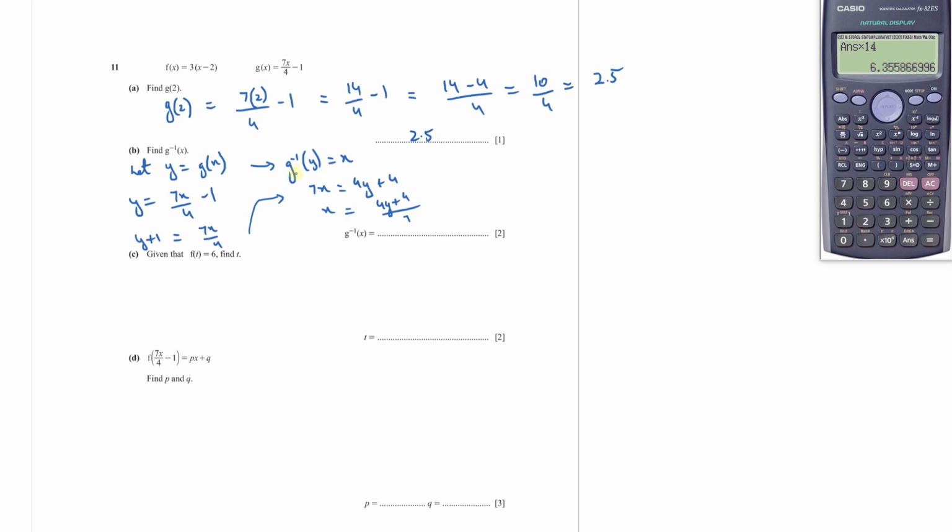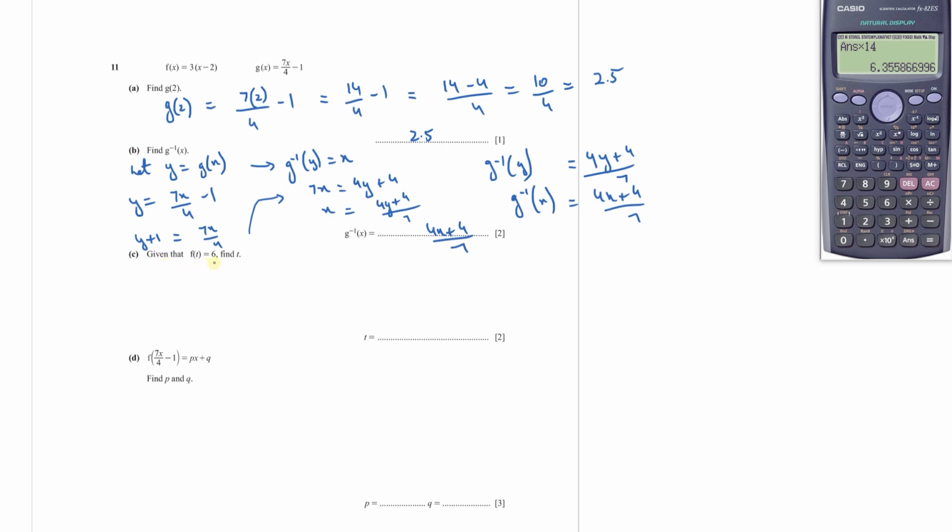And we know that x is g inverse of y. So instead of writing x here, I'll write g inverse of y equals this 4y plus 4 over 7. And then I can substitute x instead of y. So g inverse of x will be 4x plus 4 over 7.